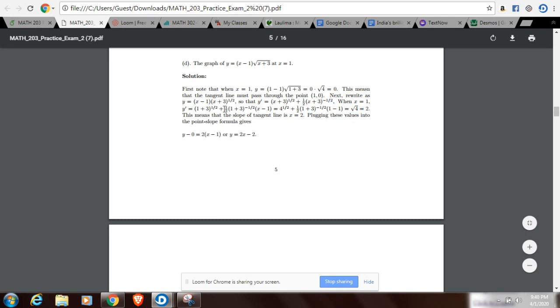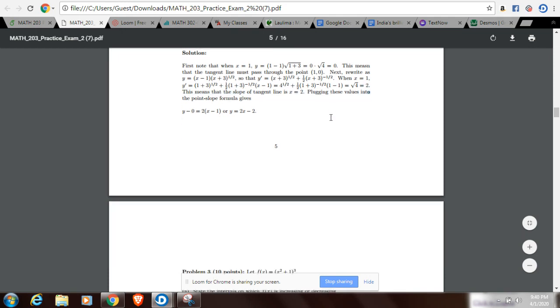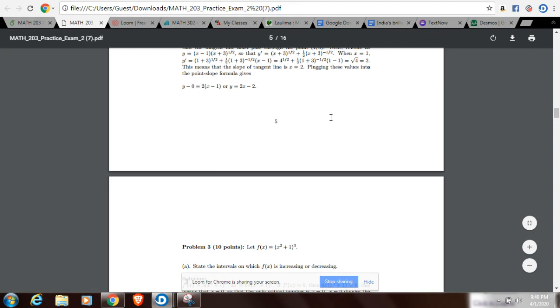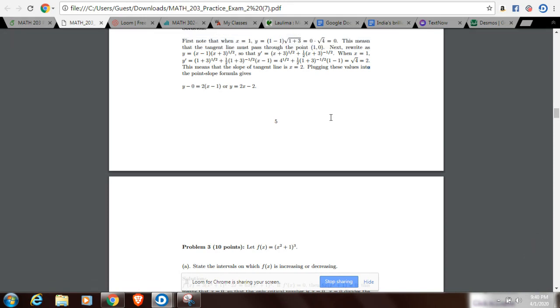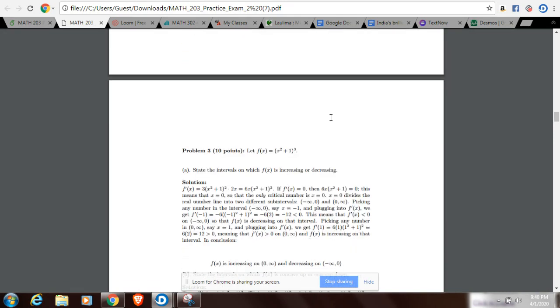Plug in x equal to 1, we get 1 plus 3 to the 1/2, that's just the square root of 4, which is 2. And this second term, of course, is just 0, because 1 minus 1 is 0, so we get 2. The slope of the tangent line is 2. Plugging into point-slope, we get y minus 0 is 2 times (x minus 1), or y is 2x minus 2.